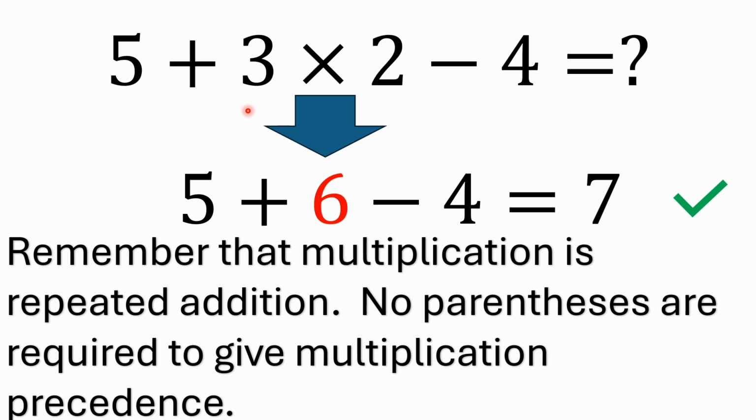So you have to resolve the multiplication here before you add 5 plus 3. This 3 times 2 is telling us that these numbers are joined together tightly, because this is just shorthand for saying 3 plus 3. It's repeated addition. No parentheses are required to give multiplication precedence.